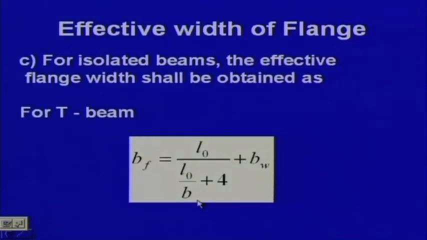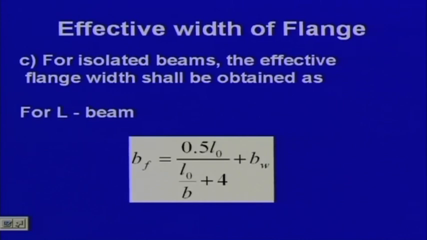Where do you use isolated beams? An isolated beam is a separate beam we consider. That means we have only one beam, say in the slab, not a frame structure. Just between two walls, we can say that we have one beam, and we can consider that as an isolated beam. And similarly for L beam: 0.5 L0 by (L0 by b plus 4) plus Bw. Okay.